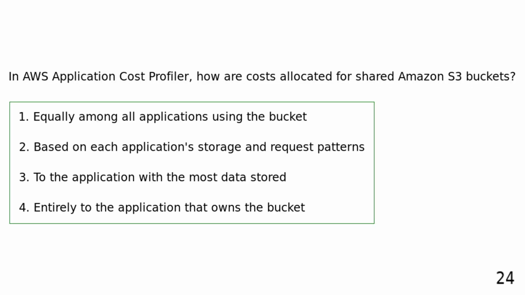In AWS Application Cost Profiler, how are costs allocated for shared Amazon S3 buckets? Equally among all applications using the bucket. Based on each application's storage and request patterns. To the application with the most data stored. Entirely to the application that owns the bucket.